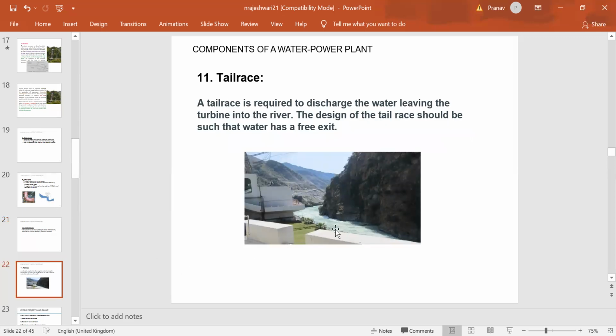This is the tail race. The tail race is required to discharge the water leaving the turbine into the river. So this water is going to this river. The design of the tail race should be such that the water has a free exit. So after the process, the tail race is required to discharge the water leaving the turbine into the river. So this is the tail race.